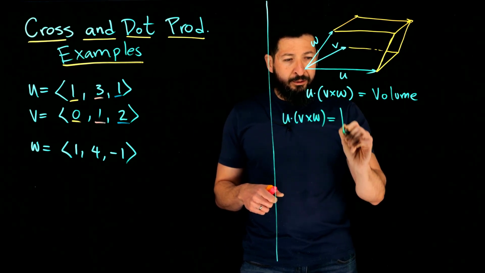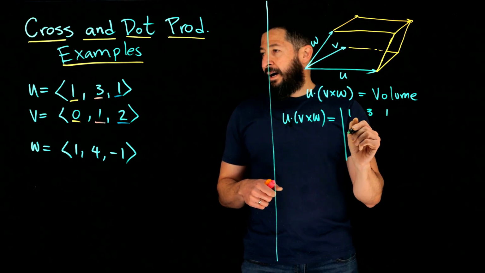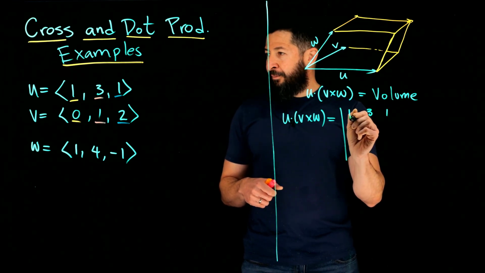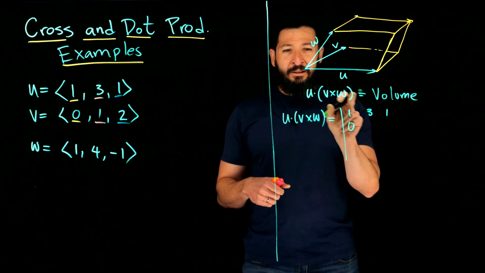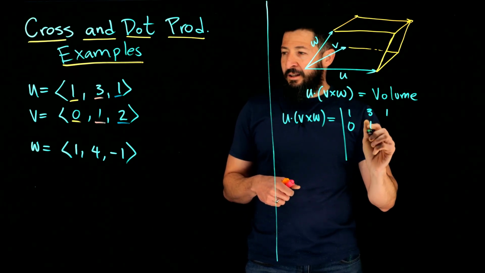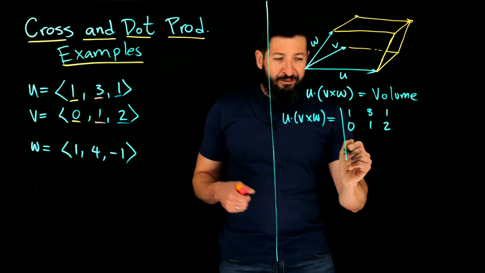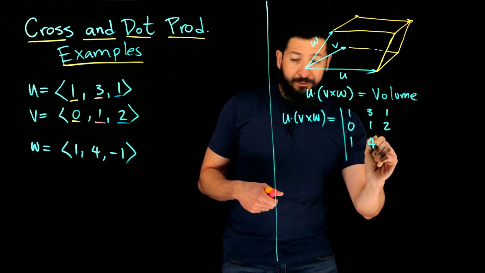So you're going to grab u, I'm going to put it here, 1, 3, 1. Then v, which is going to be 0. By the way, the absolute value of this, because you may end up with a negative. I should have been careful with that. So we may end up with a negative, so we'll see. So the volume will be the absolute value of that.